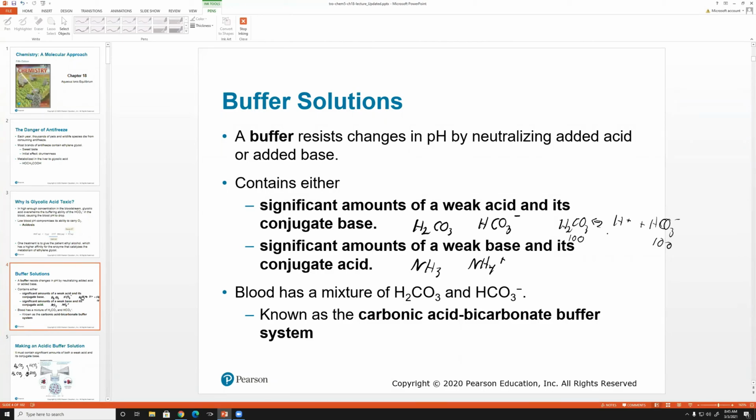we can have a buffer system, because if you add acid to the solution, the conjugate base of H2CO3 will neutralize it. If you add base to the solution, the carbonic acid will neutralize it. So if you add either acid or base, this solution is a buffer system, which will work to minimize the change in pH up to a certain point, which is called the buffer capacity. This works for both weak acids and their conjugate bases, or weak bases and their conjugate acids. An example that we have in the blood is the carbonic acid bicarbonate buffer system, which is exactly this.